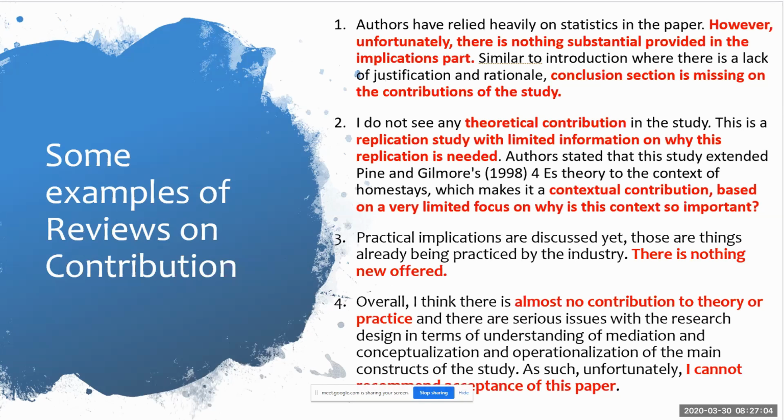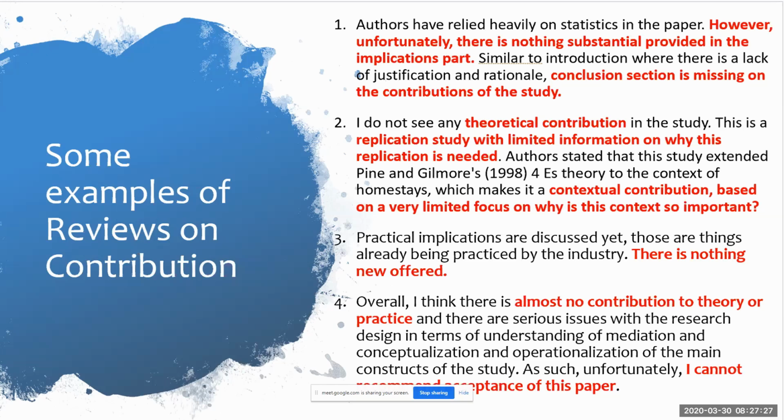So again, remember that until you communicate your contribution in a proper way, nobody would understand what you are saying. So this point number two, this is my research area, customer experience, and my PhD, my initial papers have all been done on the 4E model and Pine and Gilmore and this and that.